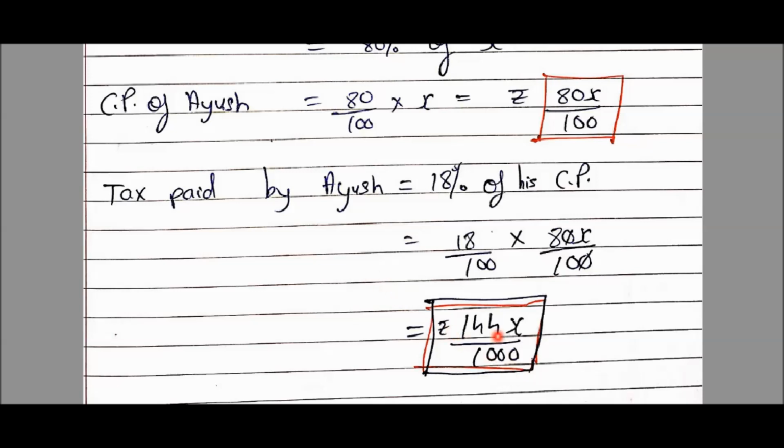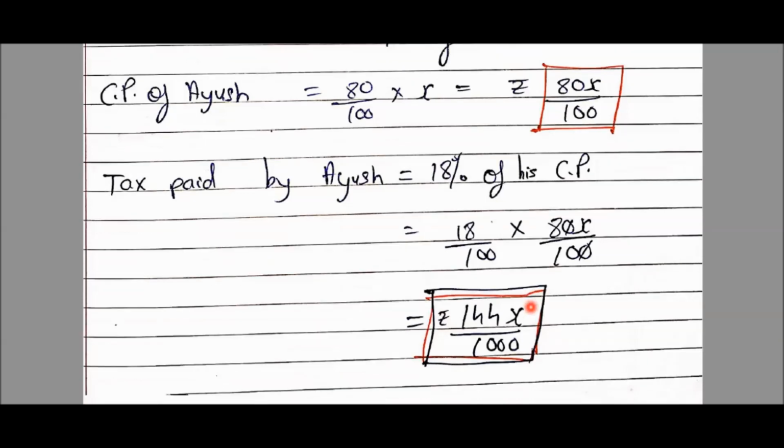So students, what is this? This is the tax to be paid by Ayush. If I add this cost price with the tax, I'll get the total money to be paid by Ayush inclusive of tax. And students, that money is given to us, 28,320. Yes. So let's proceed further.